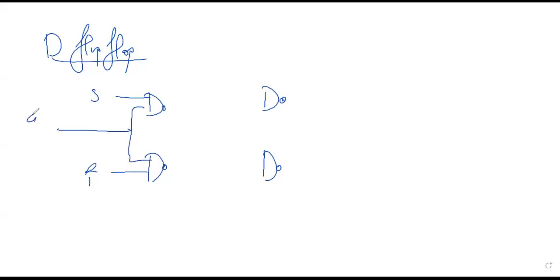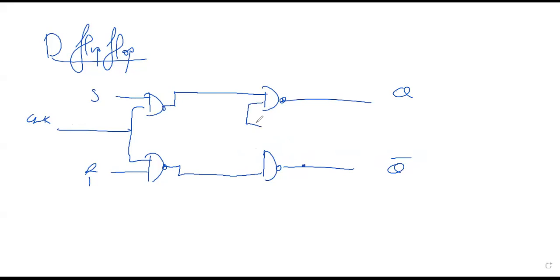So from our SR flip-flop, we had something like this: S and R inputs, then we have the clock, output Q, and output Q bar. All right, this is our SR flip-flop.